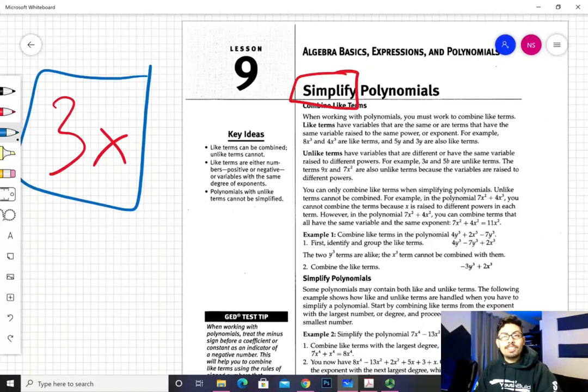So now you're ready to learn the keys, the little tricks, little tips on how to simplify polynomials. You're going to enjoy this a lot. Trust me.